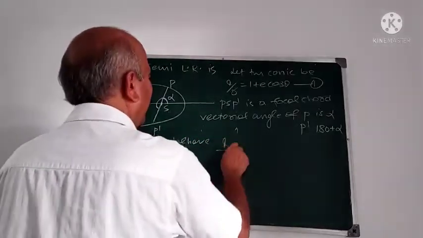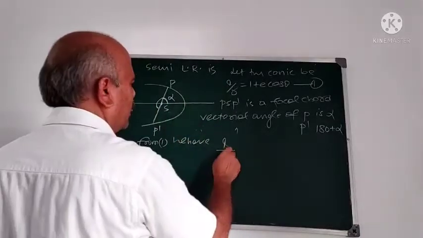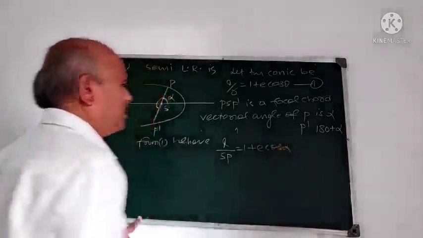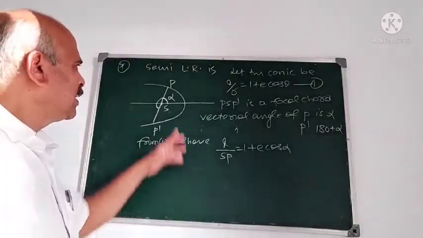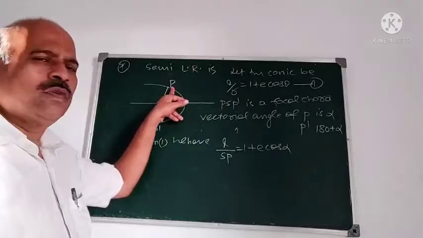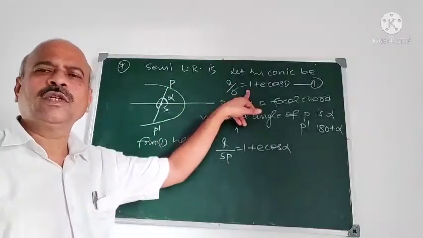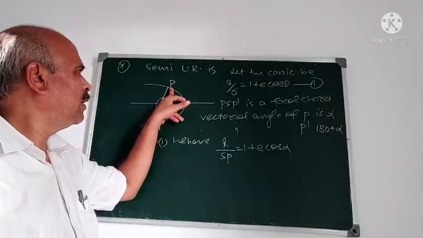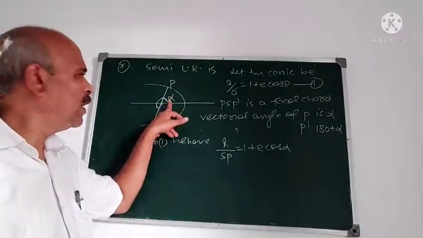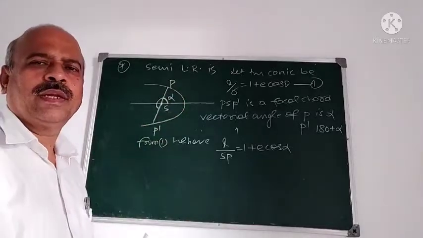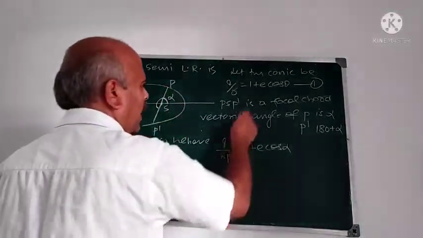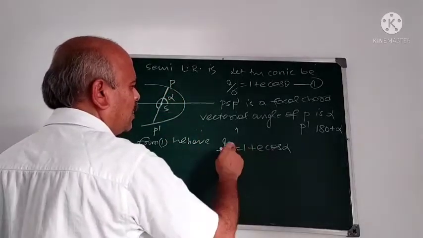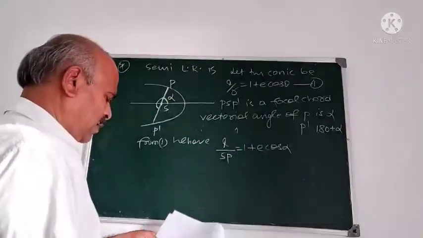from 1, L by R, what is R? R is SP. L by R is 1 plus E cos alpha, because P lies on this conic section. Therefore, what are the coordinates of P? Alpha and SP. Therefore, R is SP here. Vectorial angle is alpha. So L by SP is 1 plus E cos alpha.